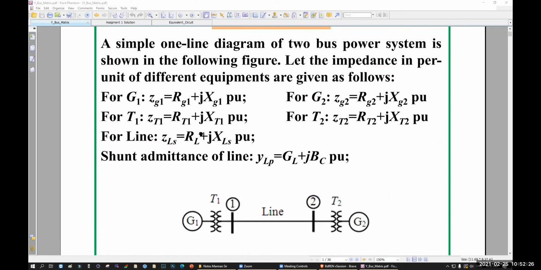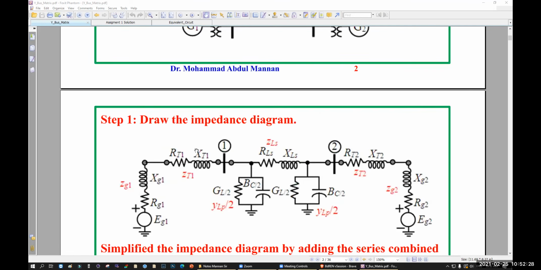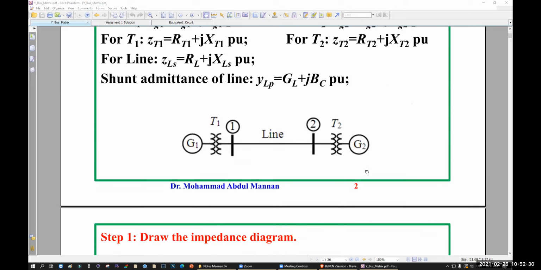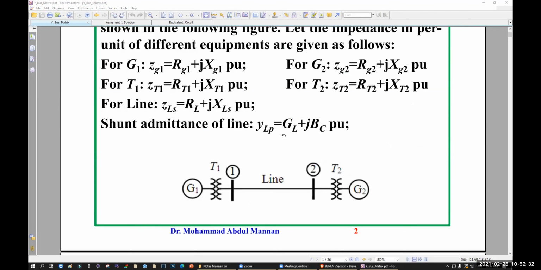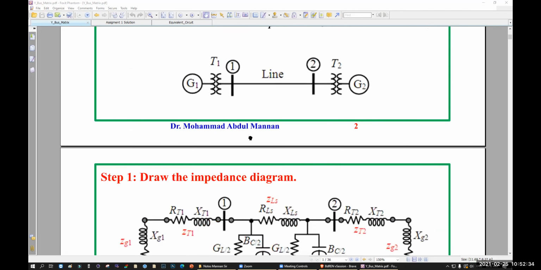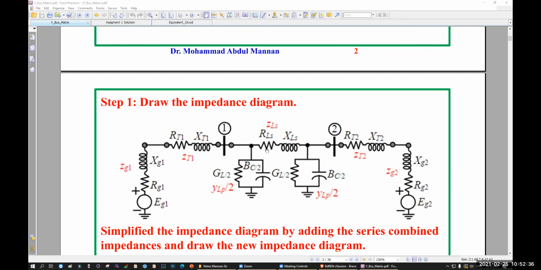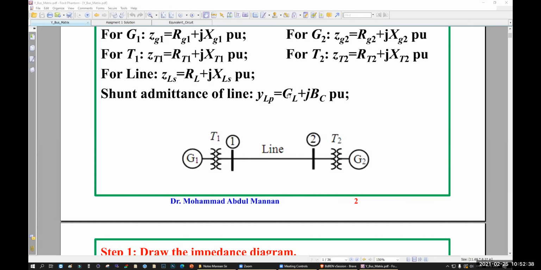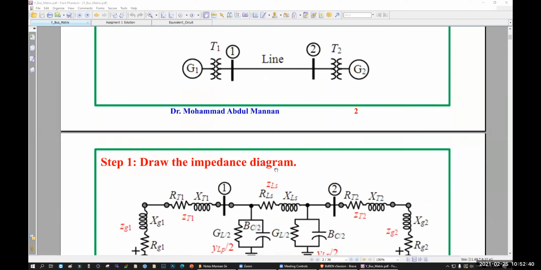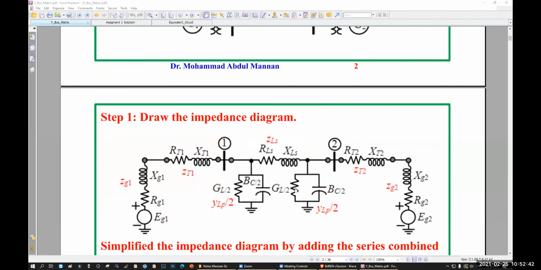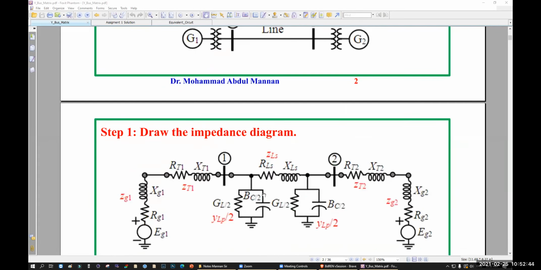This one is transformer 1, this one is this one, and these lines are these two. And the shunt admittance, this one and this one, they will be half: GL by 2, GL by 2, BC by 2, BC by 2.